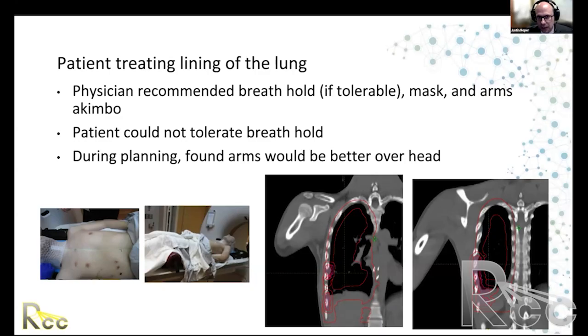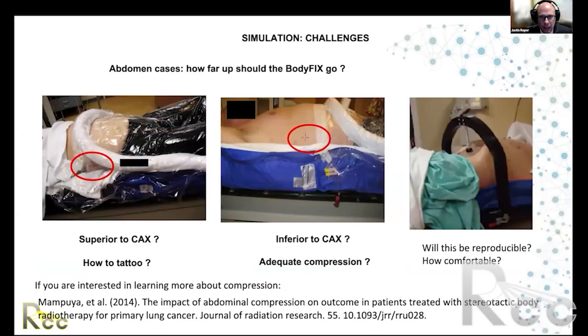In this case, it may be that the patient was unable to raise their arms above their head. Unfortunately, this patient could not tolerate breath hold. And in this case, it was also found that the patient could actually put their arms over their head, and that would be better for treatment in terms of sparing and in terms of reproducibility. Next slide, please. Okay, and so now we are in the abdomen, and I'm going to hand off to Maura.